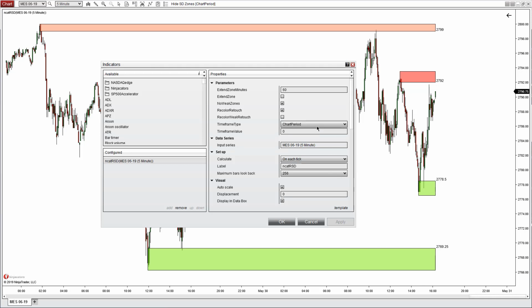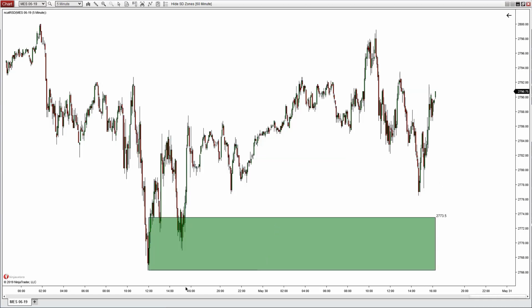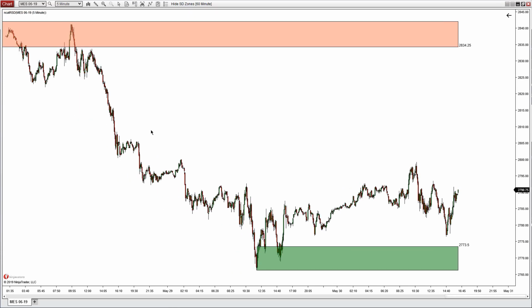However, let's say I want to see 60-minute supply and demand zones. Change this to minute, and put in whatever value you want to pull supply and demand zones from. Go ahead and hit OK. And now what I'm seeing on this chart is 60-minute supply and demand zones.